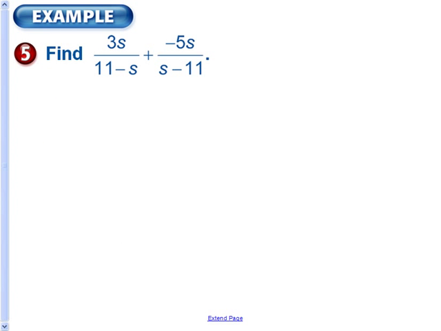Okay, so now we take a look at this one. These look similar, but they're not quite the same. And so what we're going to do is we're going to factor out a negative 1 out of these. It doesn't really matter which one we go with. I'm going to just pick the second one. I'm going to change this by factoring out a negative 1, which would be negative s plus 11.